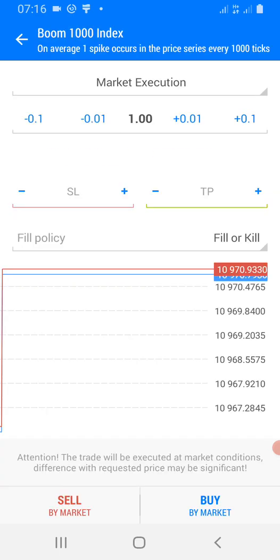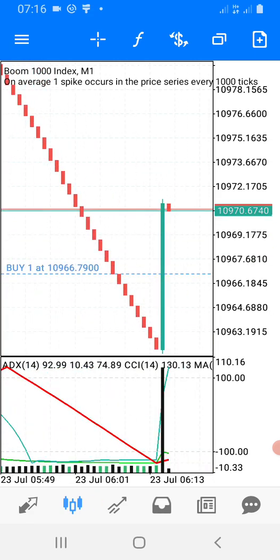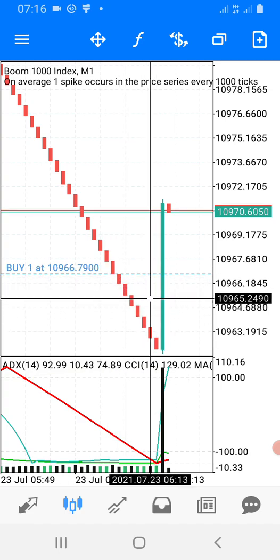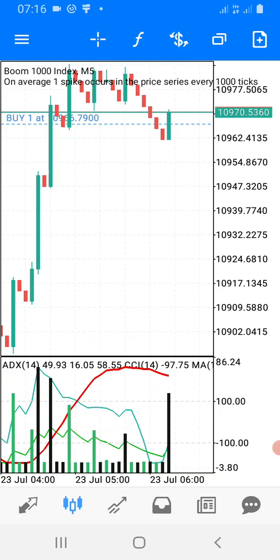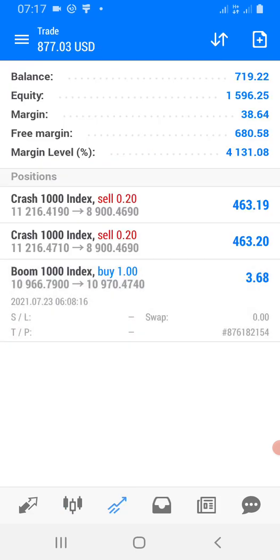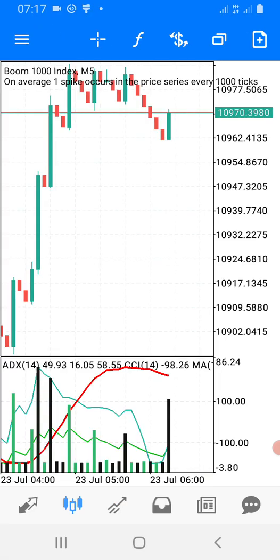Guys, look, I told you we're expecting a spike for Boom 1000, and you see, this strategy is the best strategy you can find for Crash and Boom. Look, we got the spike. I told you the moment it crosses below, it got a spike. Look, just after 1, 2, 3, 4, 5, 6, 7, it got a spike. This is how we trade and make money. So I'm taking my profit for Boom 1000. So simple, guys. Very simple.